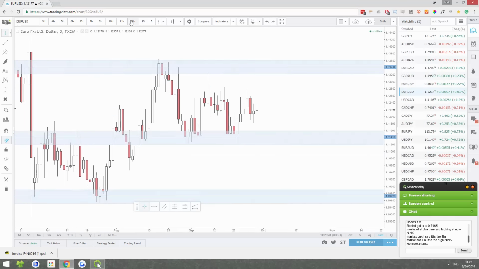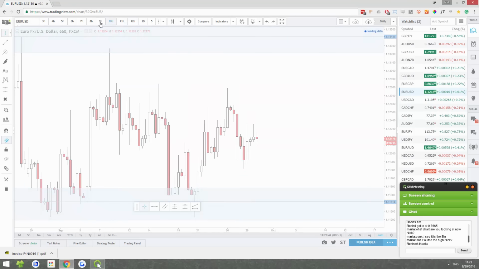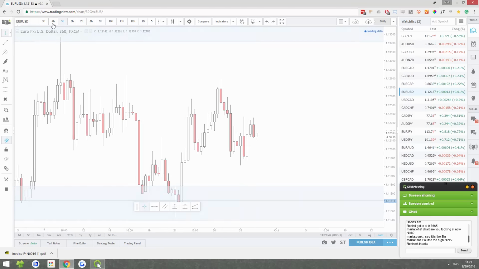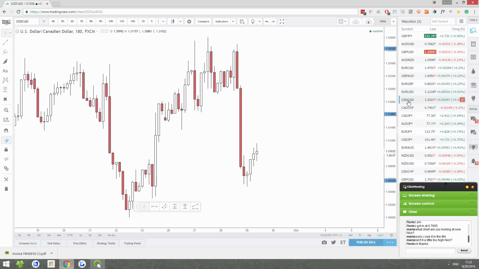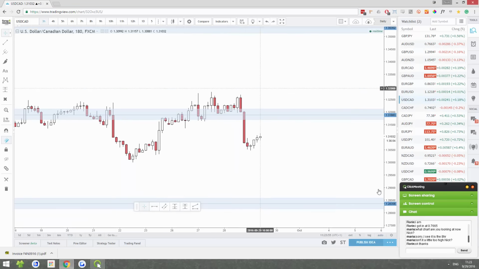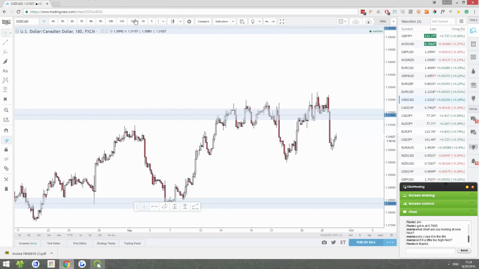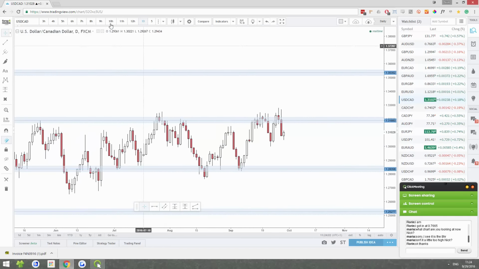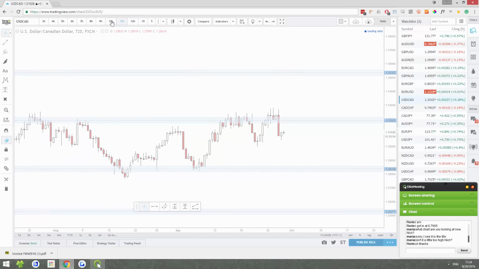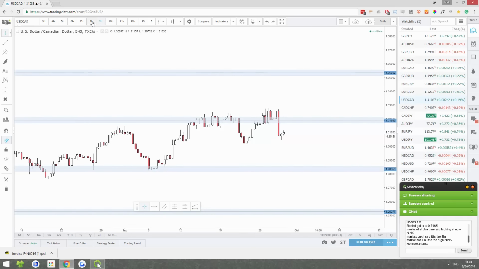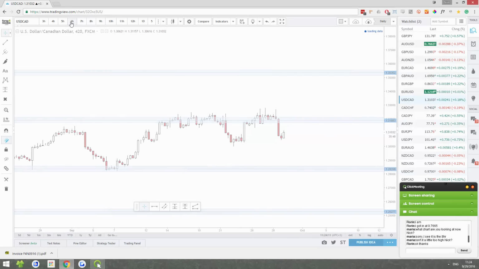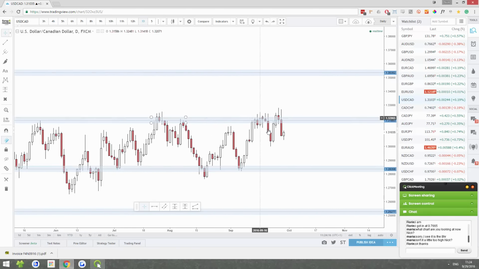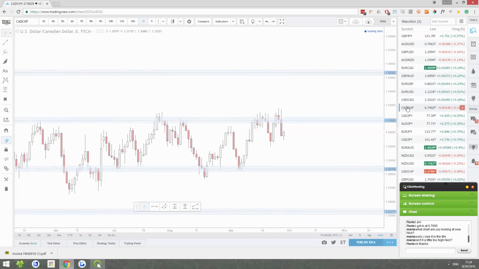EURUSD, what's that up to? That's in between two support resistance areas, so we're not going to get anything spectacular happening here. USDCAD's bouncing away from this resistance area again.